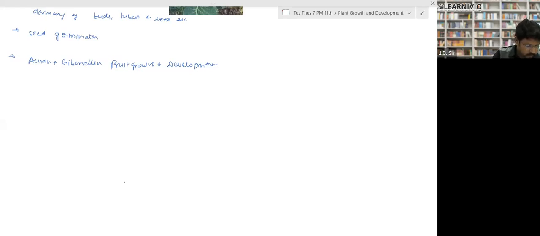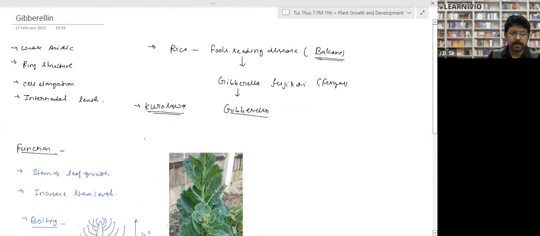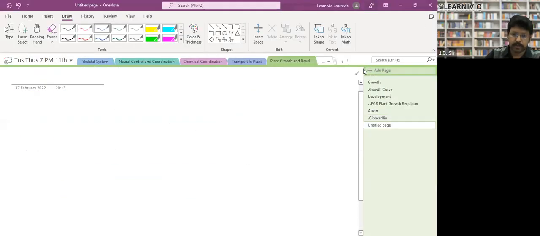Next. Gibberellin promotes the formation of male flowers in plants. So these were the functions of gibberellin. Let's go through this point. If you have any doubt, please ask. These are factual things, and you just have to understand the things and cram it, nothing else. So next.